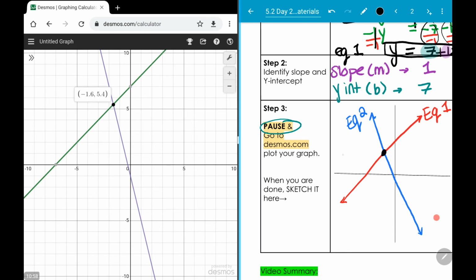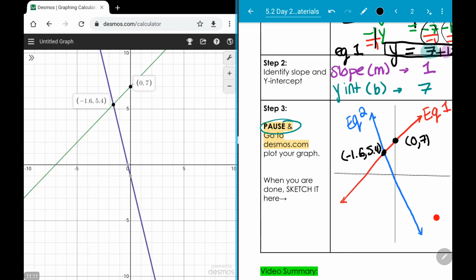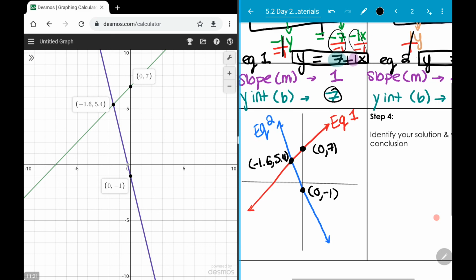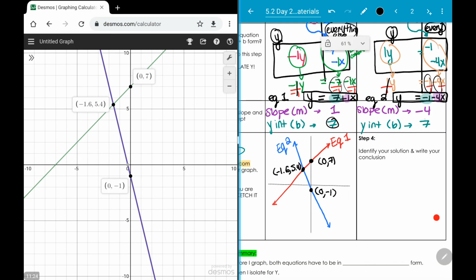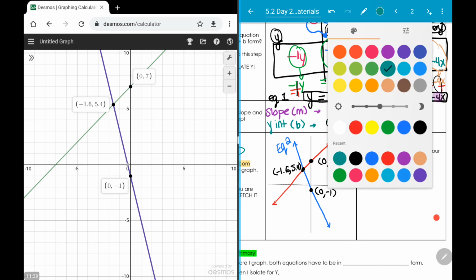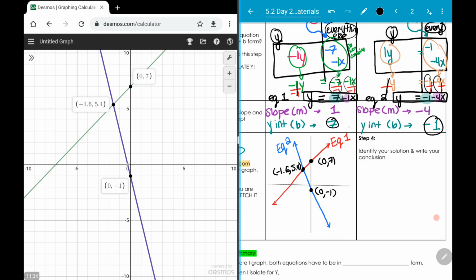So the first thing I'm going to label is my solution. I'm gonna label my y-intercept of equation 1, which is 7. And I'm gonna label my y-intercept of equation 2, which is 0, -1. Again, that should match my y-intercepts that I listed up here. So you'll see. Oh no, that was wrong. Good thing I just checked that out. Now it should match. Good.